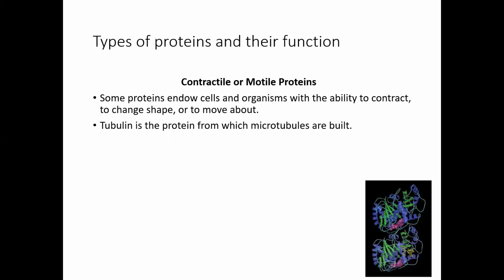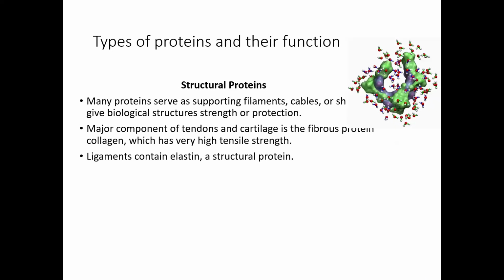We have contractile or motile proteins. They are very numerous in cells and organisms, and they give the organism the ability to contract, to change shape, or to move about. We have tubulin as an example, which is the protein from which microtubules are built up.